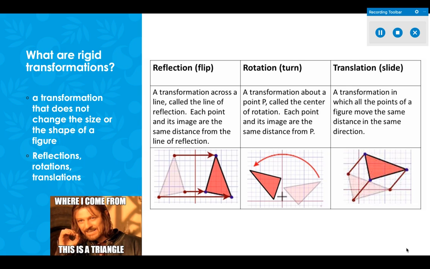So what exactly are rigid transformations? We're going to talk about three rigid transformations. We're going to talk about reflections, rotations, and translations. So a translation that does not change the size or shape of a figure is a rigid transformation. Here we can see a reflection depicted with a triangle. So here we have our pre-image, which is what the object looks like before the reflection, and here we have our image, which is what our triangle looks like after our reflection. And here we see the same things depicted with a rotation and a translation.